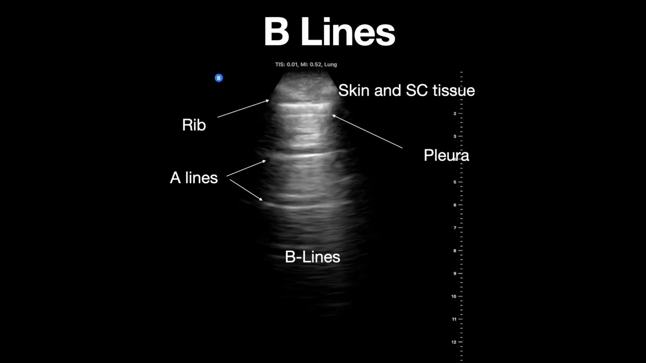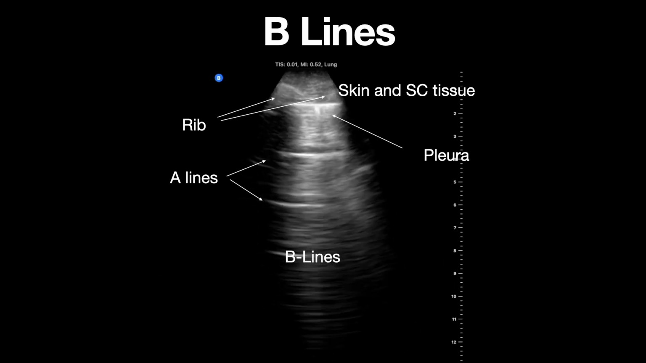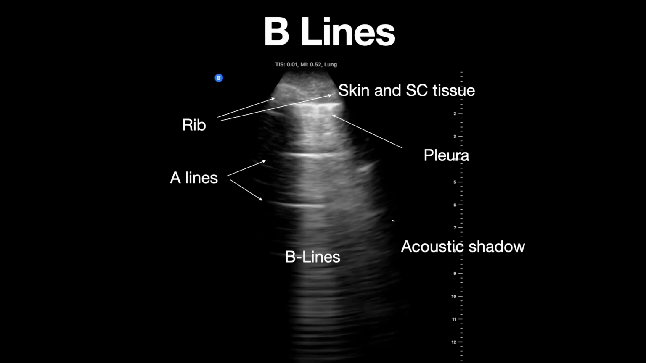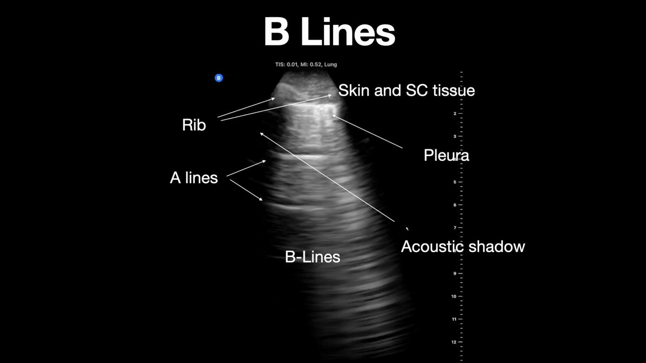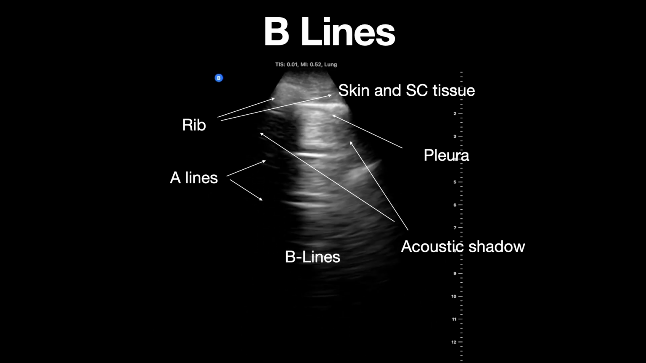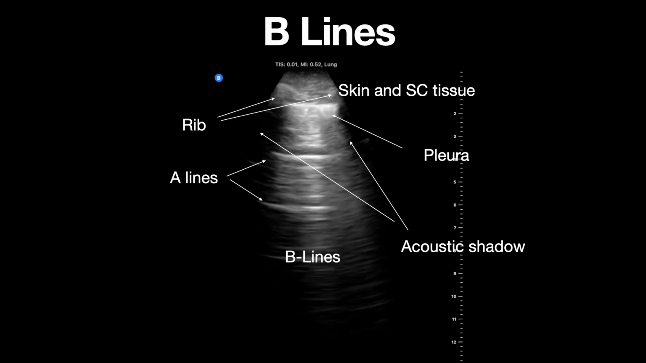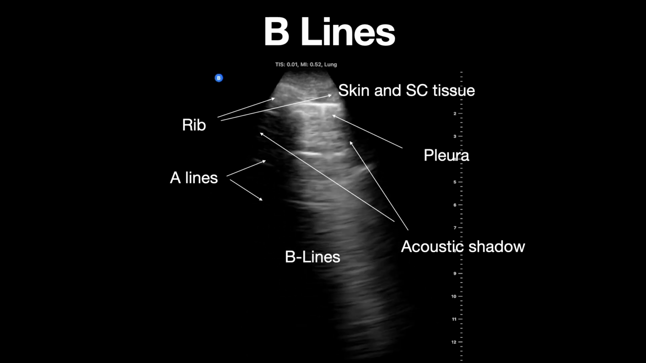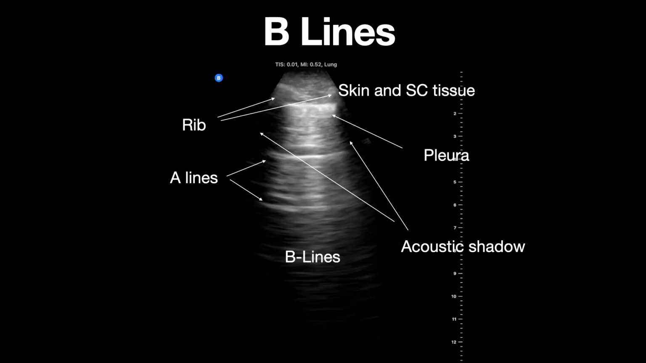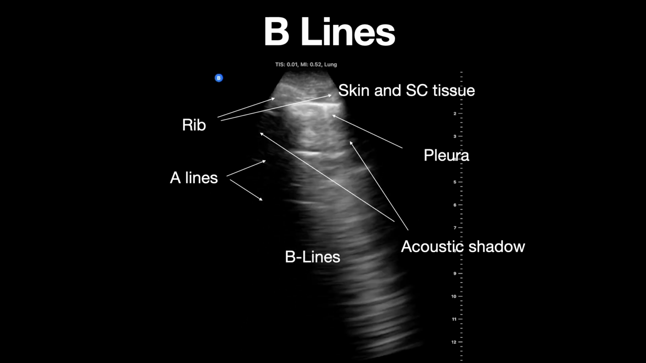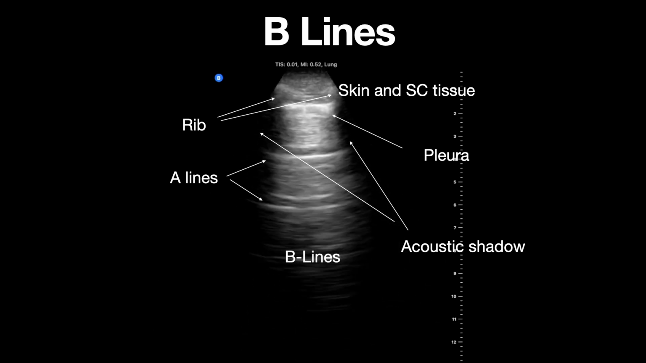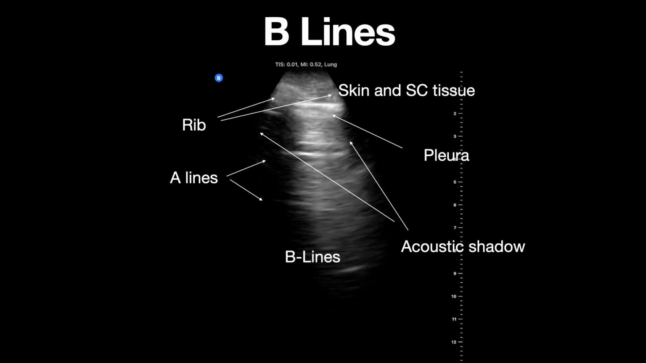Then we can see a rib and another rib, and they're accompanied by acoustic shadowing. So the structures we are seeing are the skin and soft tissue. Then we see the pleura moving. We see the A lines. We see the ribs and acoustic shadowing.